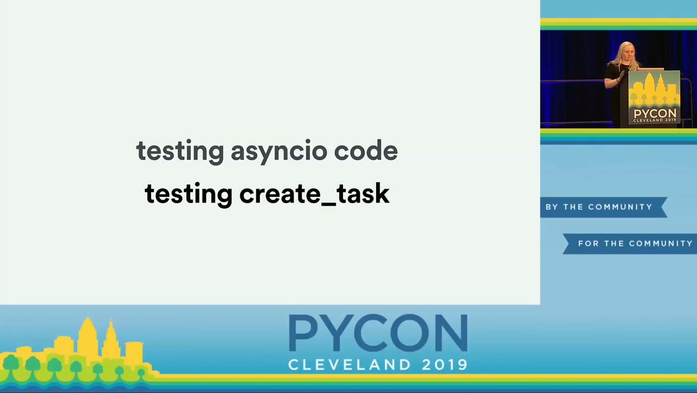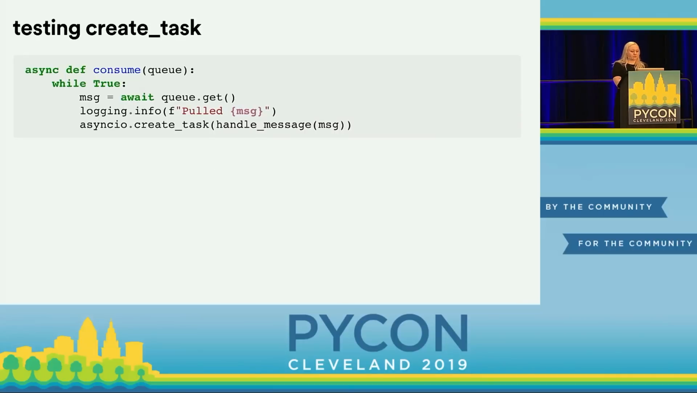So that's simple enough, but sometimes you need to test code that is using the create_task method, and we can't simply use the create_coro_mock fixture that we defined a second ago. So for instance, let's revisit our consume coroutine, which will create and schedule a task on the loop, and it will pass the handle_message coroutine.